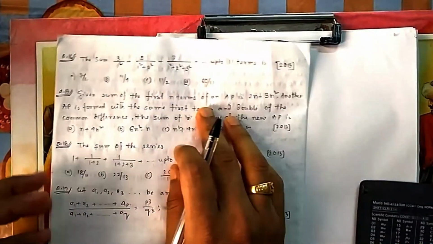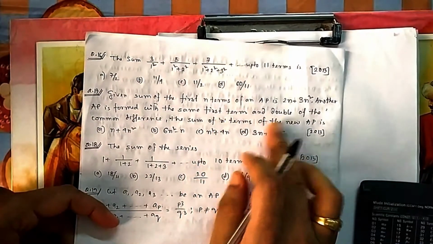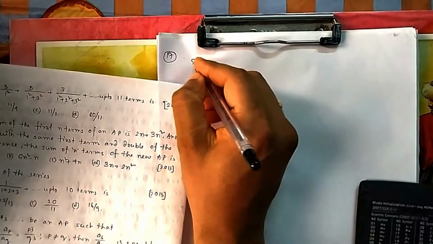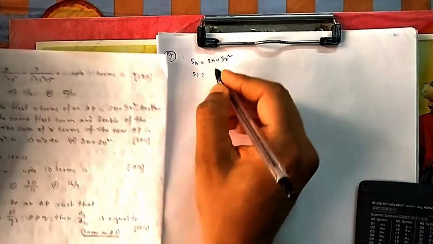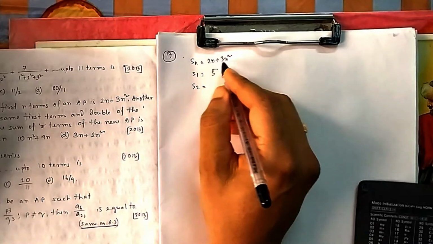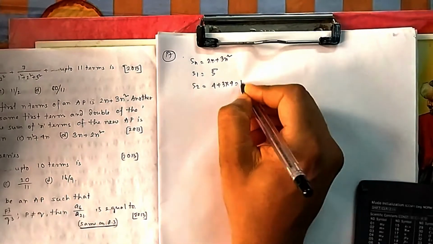If the sum of the first n terms of an AP is given, another AP is formed with the same first term and double the common difference, then find the sum of n terms of the new AP. So Sn is given to you. If Sn is given to you, you can calculate S1. S1 will be 2 plus 3, 5. You can calculate S2. What will be S2? 2 into 4 is 8, plus 3 into 4, that is 12, plus 4, 16.